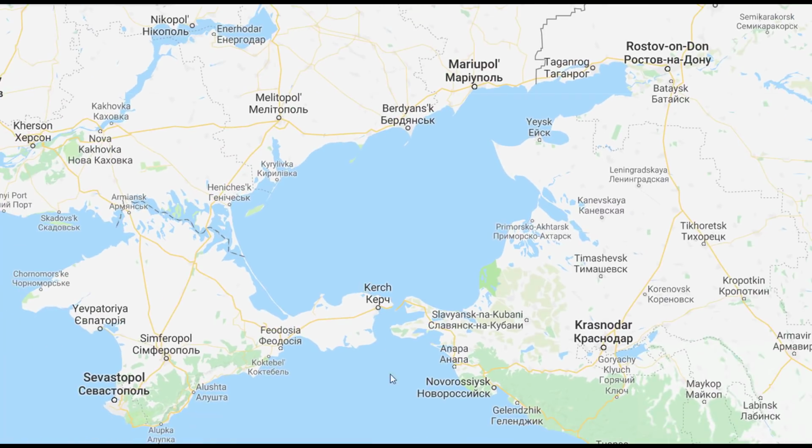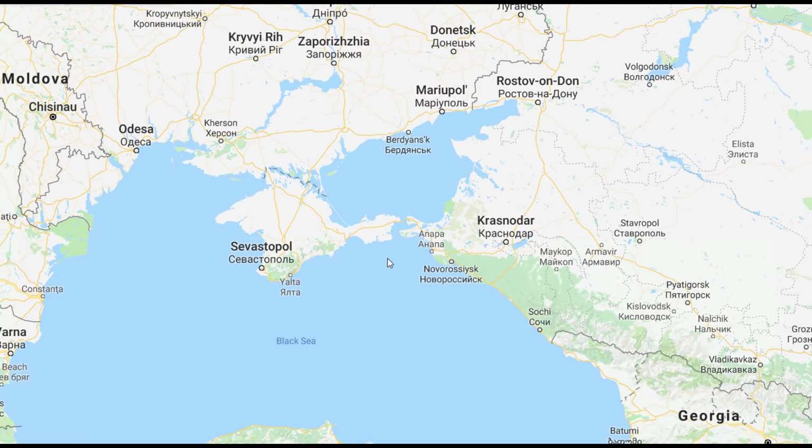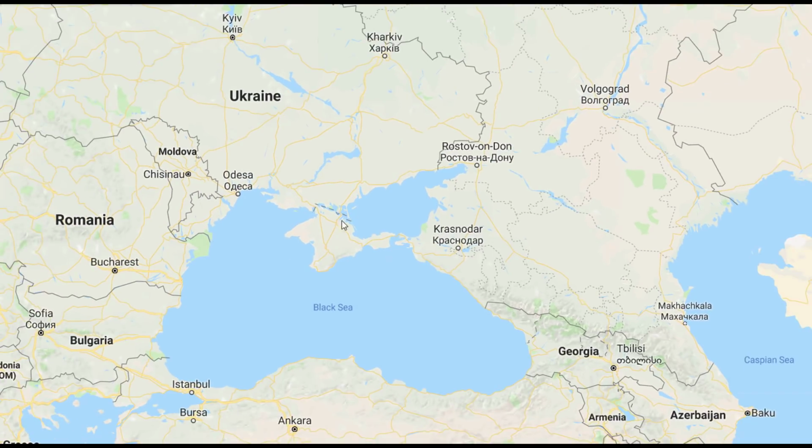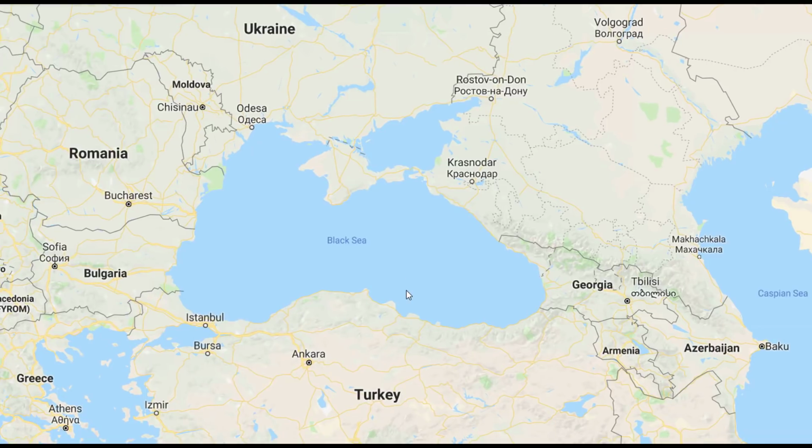Now, where is the Kerch Strait? This is the Kerch Strait. You can see this is Ukraine, right? This part, and this is the Kerch Strait, and it connects the Sea of Azov with the Black Sea. Now let's go back to the question because certainly we can answer it.